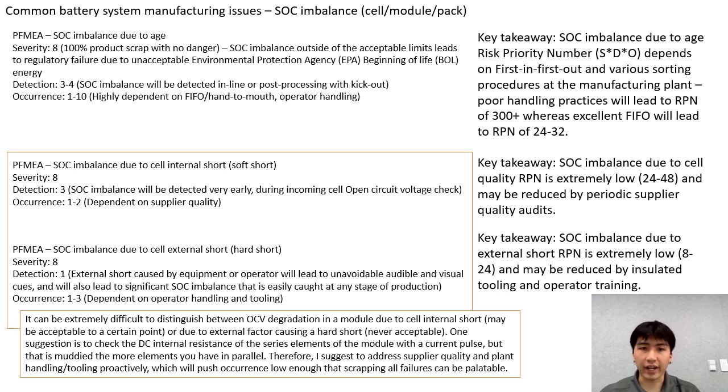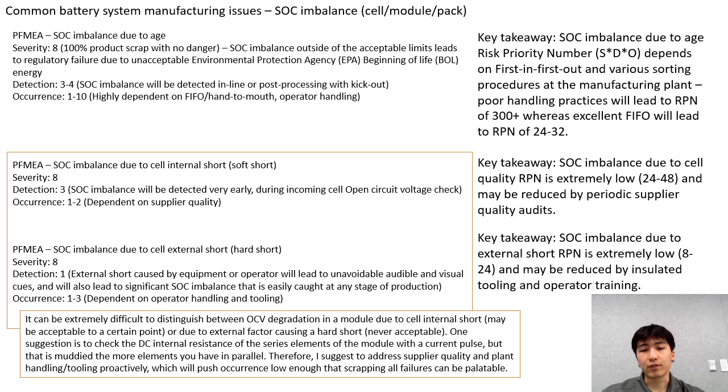And then the last point I have here is actually one of the interesting nuances that I've learned over time at the manufacturing plant, that it can be extremely difficult to distinguish between OCV degradation in a module or a cell due to an internal short, which may be acceptable up to a certain point. For example, if your module has like 48 cells in parallel, negative to negative, positive to positive, you could maybe have 1 or 2 cells with an internal short and still meet the specification. But if you have like 3, it might be unacceptable. So that's why I wrote may be acceptable up to a certain point.